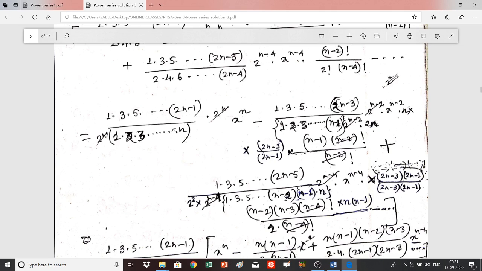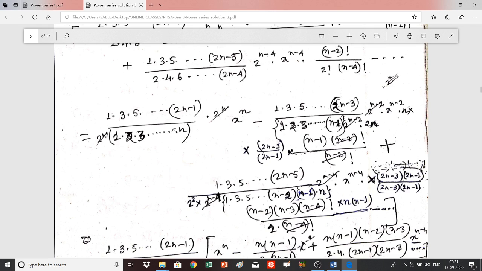n minus 2. But I additionally multiply this series by n minus 1 into n. As I multiply this n minus 1 into n, I have to multiply in the denominator too, that is, in the numerator, n into n minus 1. So it will cancel out. Then another two terms I have written here, 2n minus 3 into 2n minus 1. So I have to divide by 2n minus 3 into 2n minus 1.